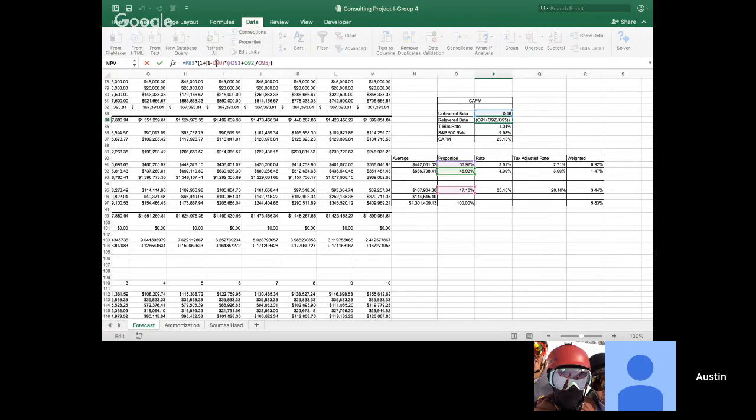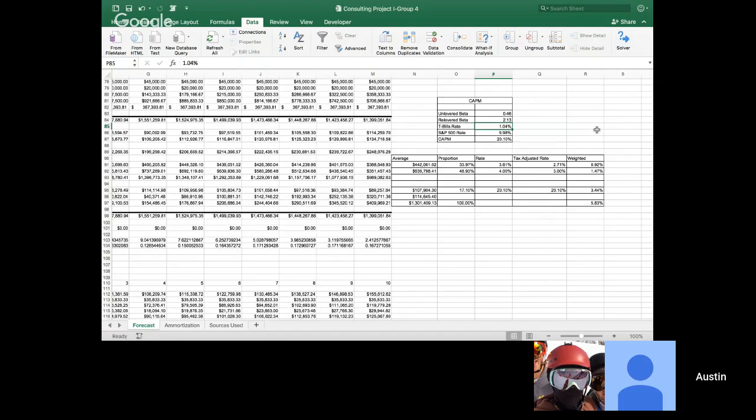How we got the relevered beta was by using the formula: taking the unlevered beta and multiplying it by 1 plus (1 minus the tax rate) times the debt to equity ratio. That gave us a relevered beta of 2.13, and that allowed us to then calculate as we go through the WACC.